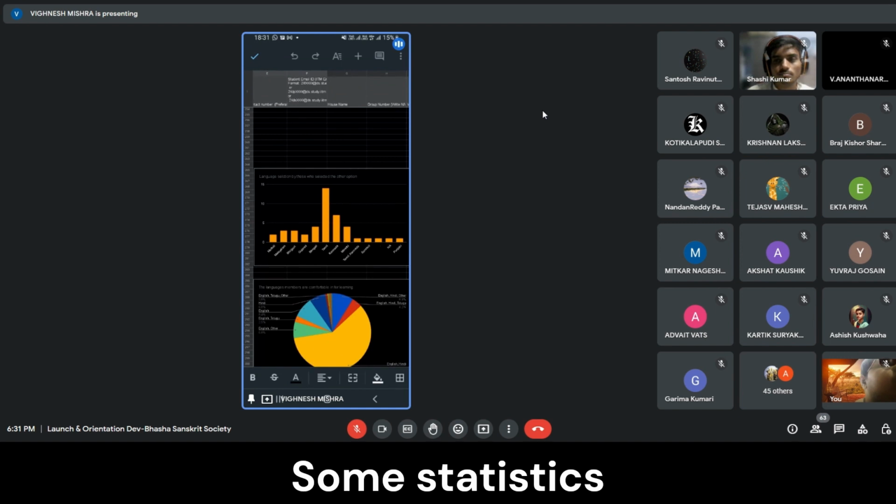Okay. Language selection by those who selected the other option. Those who selected the other option in the language, the highest among those were Tamil speakers. Tamil speakers are 14, I guess. Yes, we can infer this from this graph.